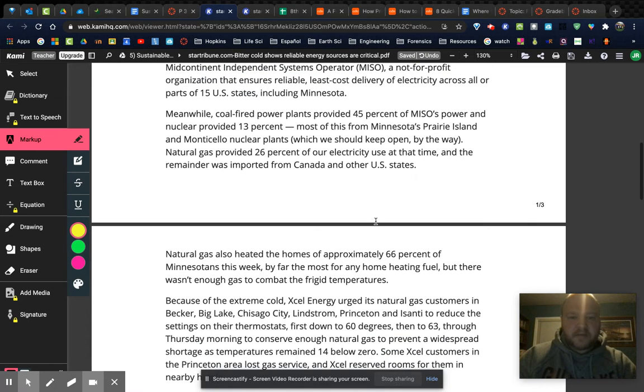Meanwhile, coal-fired power plants provided 45% of MISO's power, and nuclear power provided 13%. Most of this from Minnesota's Prairie Island and Monticello nuclear power plants, which should be kept open, by the way, says the author. Natural gas provided 26% of our electricity use at that time, and the remainder was imported from Canada and other US states. All right, so you can see here, again, the author is definitely targeting or advocating for forms of energy that are less sustainable or not sustainable.